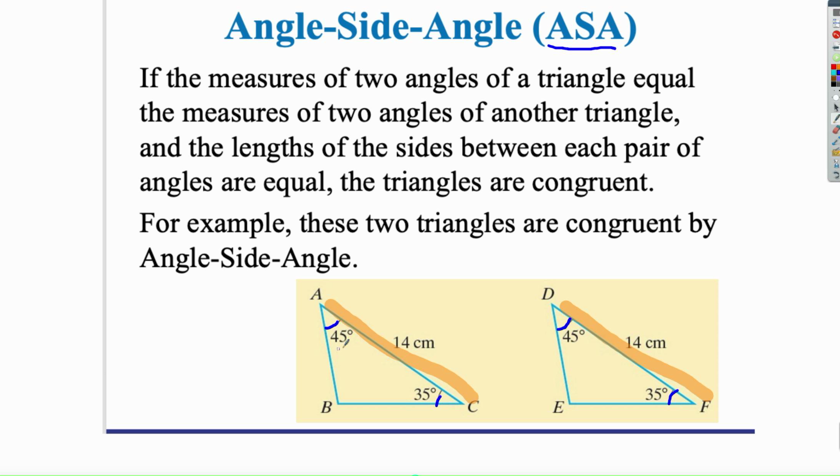Since they have this matching angle, this matching side, this matching angle in that order, that is enough that I can prove those two triangles are congruent, exactly the same. I have enough information now to know that B will be the same as E and so forth. So that's angle side angle, and notice the side is between the two angles.